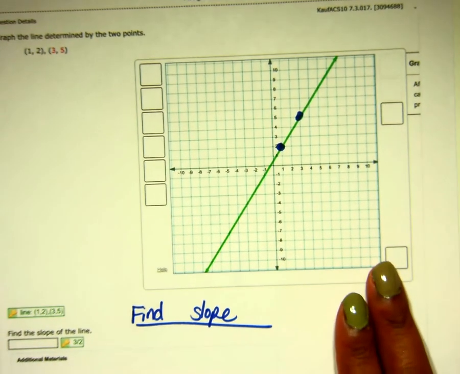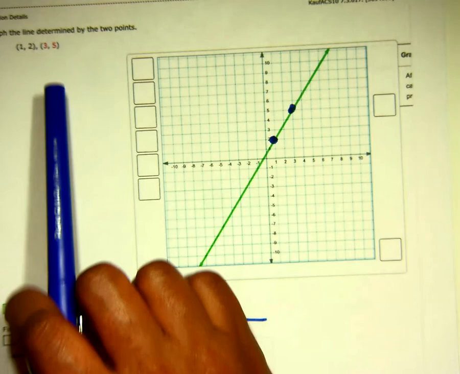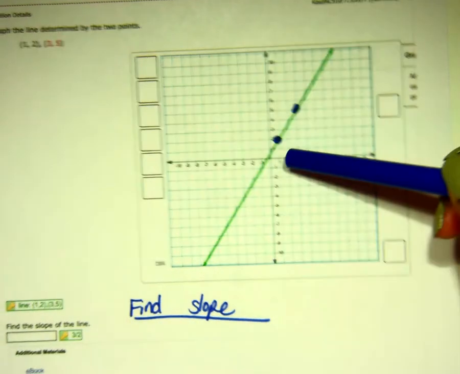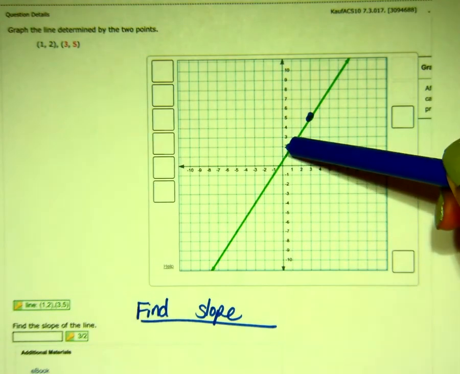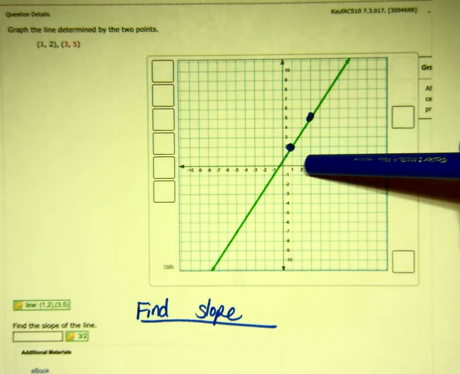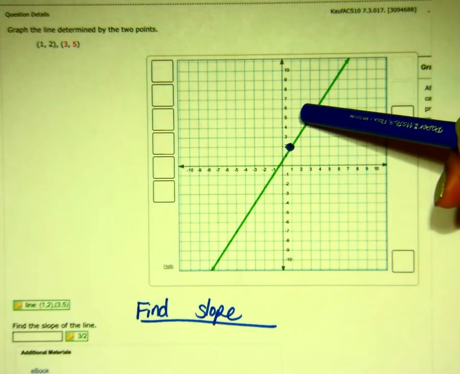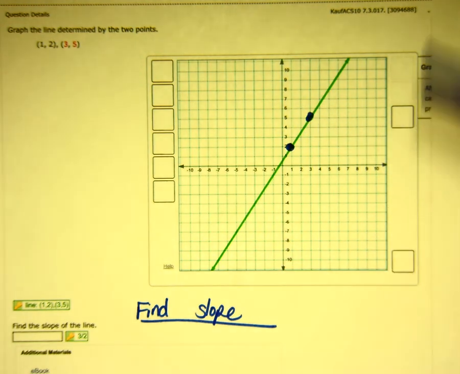So notice how you have graphed your points. Your first point is 1 and 2. So here goes my 1, go up 2, plot your point. Your next point is 3 and 5. So go to 3 on your x-axis and go up 5 points. Plot your point, connect your dots. So remember that your x comes first and then your y when you're looking for your x and y coordinates.